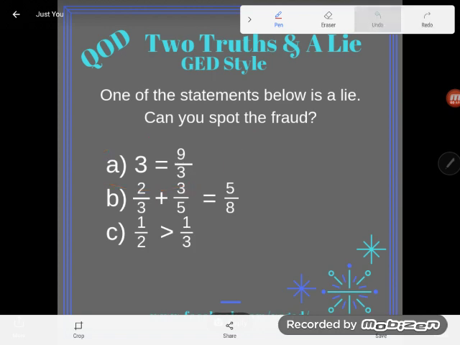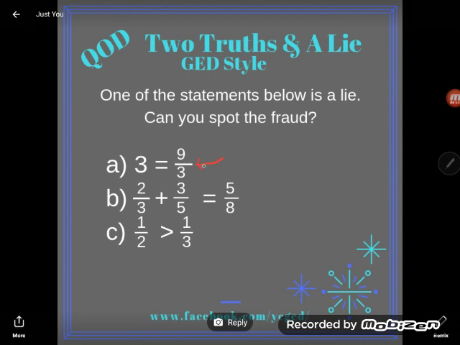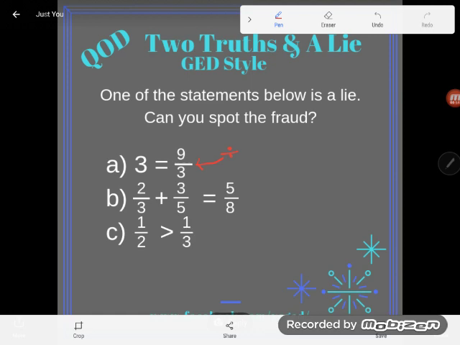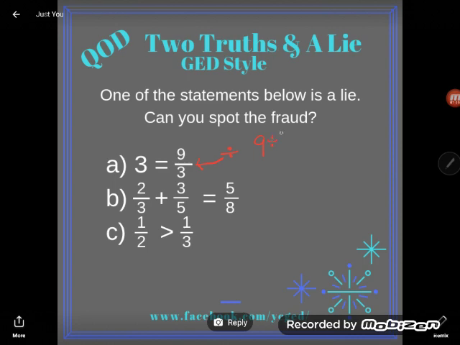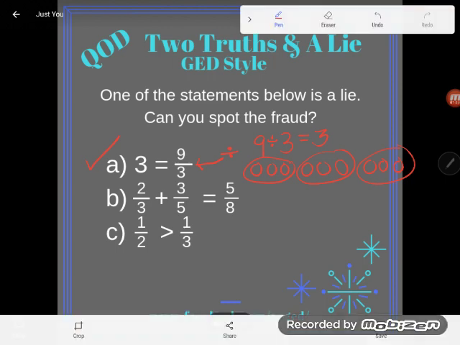So guys, let's remember what a fraction bar means. Literally, a fraction bar means exactly the same as a divided by symbol. Literally, 9 over 3 is 9 divided by 3. Literally, it is 9 things divided into 3 equal groups, or in pictorial form, 9 things broken into 3 equal groups. And of course, 9 divided by 3 is 3. So 9 divided by 3 equals 3. This was a true statement. Don't be fooled.